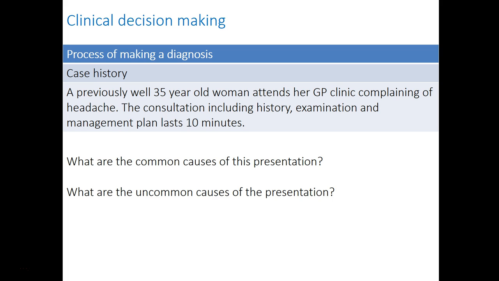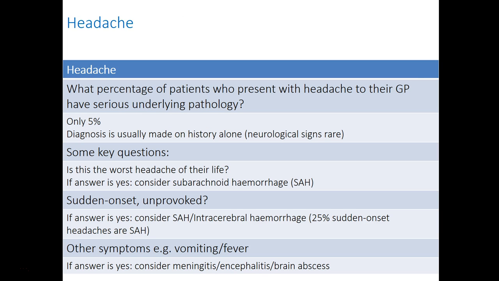Let's look at some of these causes now. First of all, what percentage of patients who present with headache to the GP actually have an underlying serious pathology? 1 in 20, about 5%. The diagnosis is usually made on the history, as neurological signs are rare and a good history taking will usually elicit the most likely diagnosis. But in order to make sure that you have excluded the more severe presentations, certain discriminatory questions are important.